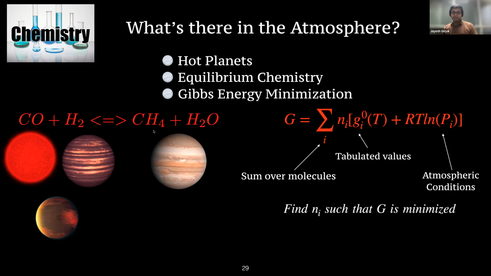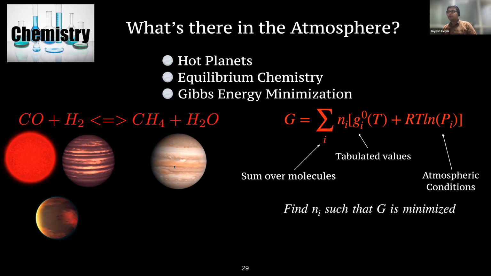Now, depending on the temperature and pressure in the planet's atmosphere, either the reaction can go forward or backward. So for hot planets, like stars and brown dwarfs or hot planets, the reaction is dominating backward. So the dominance is carbon monoxide and hydrogen. And that is what we see. Stars and brown dwarfs and hot planets are dominated by carbon monoxide and H2.